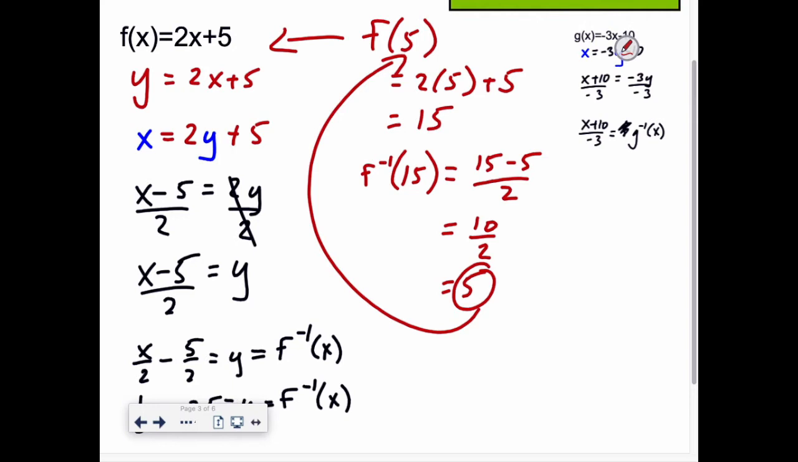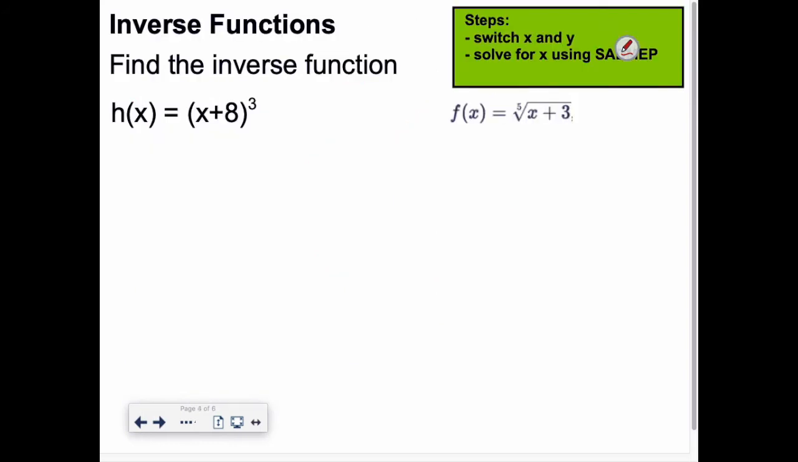If one multiplies by 2, the other divides by 2, and they're always returning the original. So these two were linear functions. Let's take a look at some nonlinear functions.